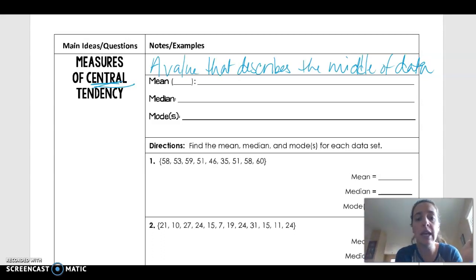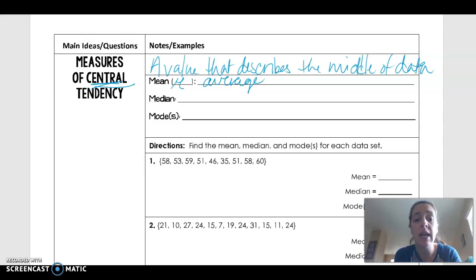So the first thing we're looking at is the mean. So the mean has a very special symbol to go with it, and you'll see several symbols as we go through this lesson. But mean has got this little symbol that looks kind of like that. It's called mu. It's a Greek letter. So mean is also known as the average. And we'll look at how to find that in just a minute.